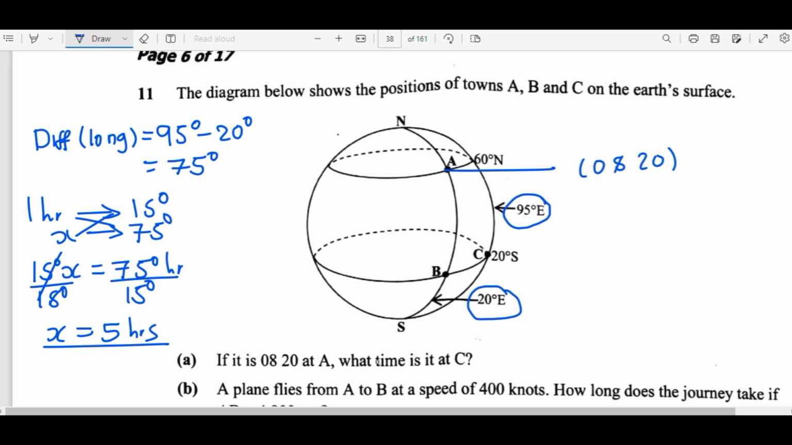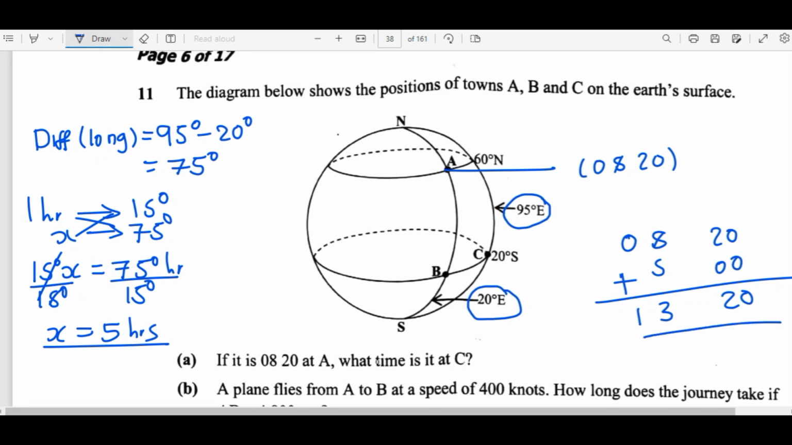The simplest way to say what I've just said is that whenever you have found the difference in longitude and your target is to convert that difference into hours, just divide by 15. So 15 into 75 will give us 5, because 15 plus 15 is 30, plus 15, 45, plus 15, 60, plus 15, we have 75. Which means that the difference in hours between point A and C is 5 hours. Whenever you are finding the time ahead of a given point, you need to add. So 0820 plus 5 hours is what we are supposed to do. We are adding. If you are looking for the time behind, you need to subtract. So here we get 13.